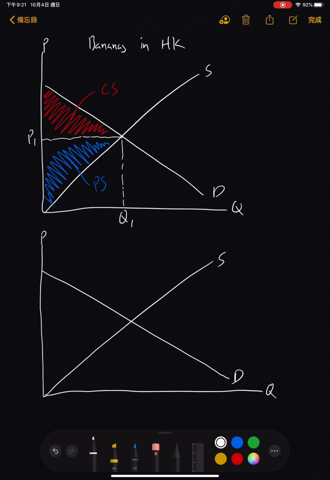Now when we are trying to put some international insight inside this diagram, we can assume the city in Hong Kong is having trade with other countries. Let's make it more simple: we're just trading with one other country in terms of bananas. So let's say we are trading with the Philippines. Now we can make some more scenarios for this international trade.